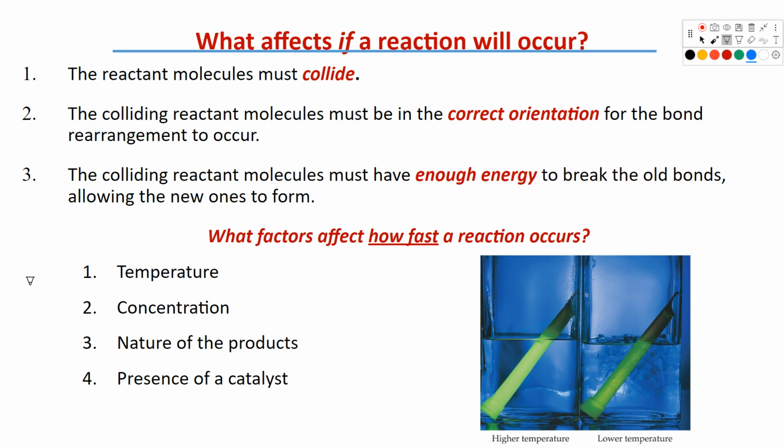All right, so we do have factors that affect how fast a reaction occurs. There are 4 of them. 1 is temperature, 2 is concentration, 3 is the nature of our products, and 4 is the presence of a catalyst. So we're going to go over each of these 4 that affect the rate of reactions. This is what we're going to be doing in our lab, is the rate of reaction.